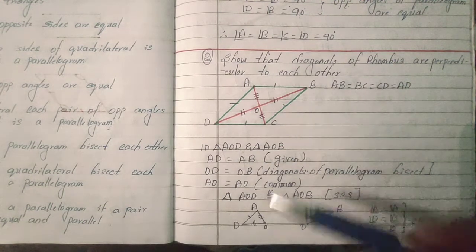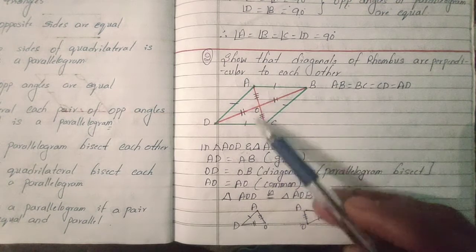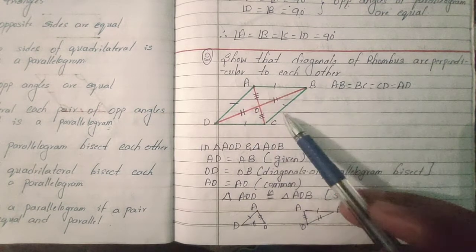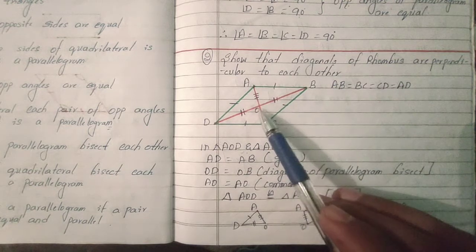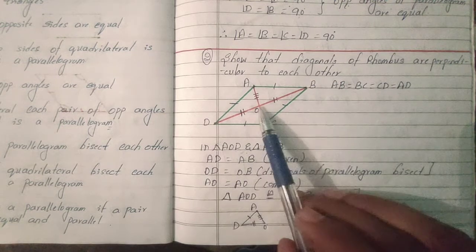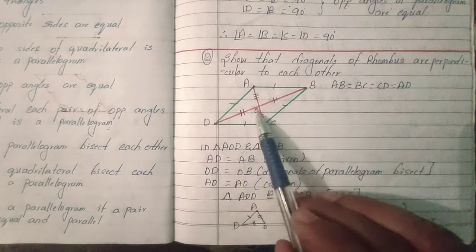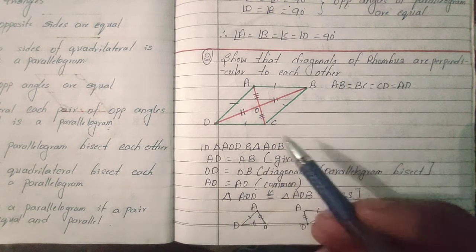Before that it was a parallelogram. ABCD is a parallelogram, and if all 4 sides are equal, then it is a rhombus. In a parallelogram the diagonals bisect each other, and in a rhombus also the diagonals bisect. So this diagonal bisects, so OD and OB are also equal. So what are the parts I know?